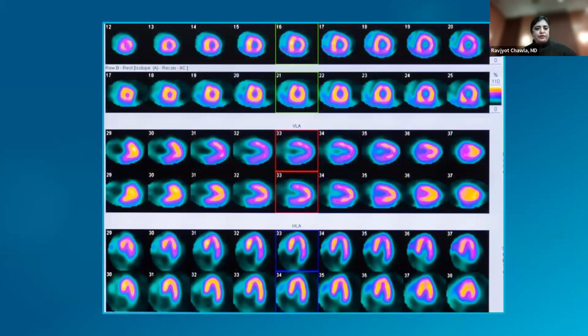And this is an example of a stress test. What you see are images of your heart. It's like a little donut, right? And it shows blood flow in rest and stress. And this picks up disease, which is more than 70%, right?